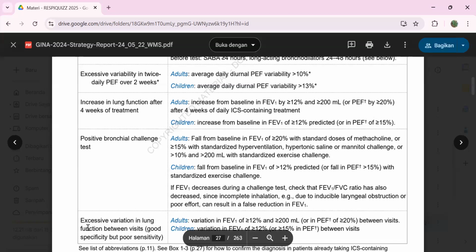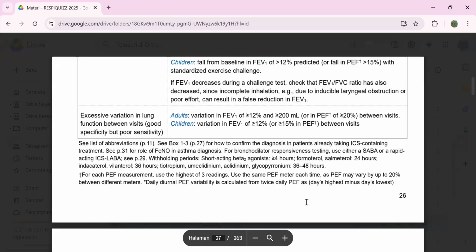Excessive variation in lung function between visits: good specificity but poor sensitivity. In adults, variation in FEV1 of more than or equal to 12% and more than or equal to 200 milliliters, or in PEF of more than or equal to 20%, between visits. In children, variation in FEV1 of more than or equal to 12%, or more than or equal to 15% in PEF, between visits.